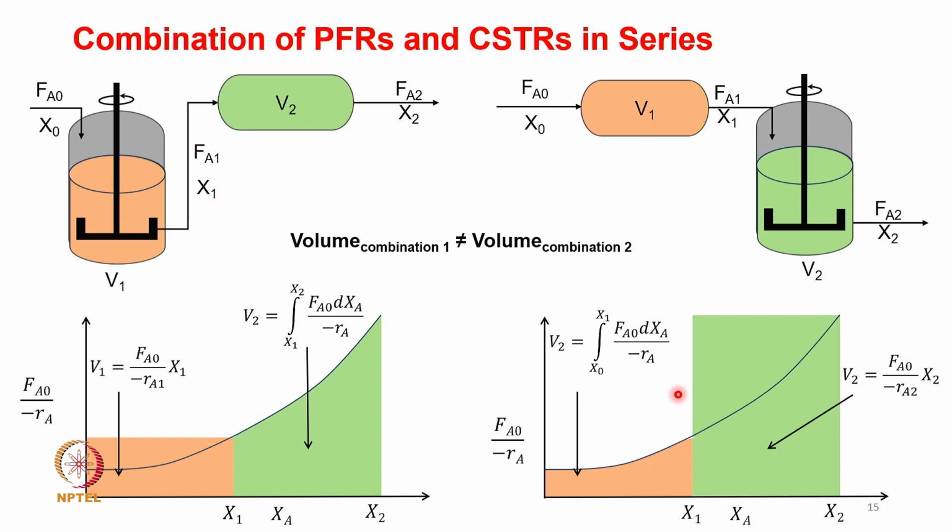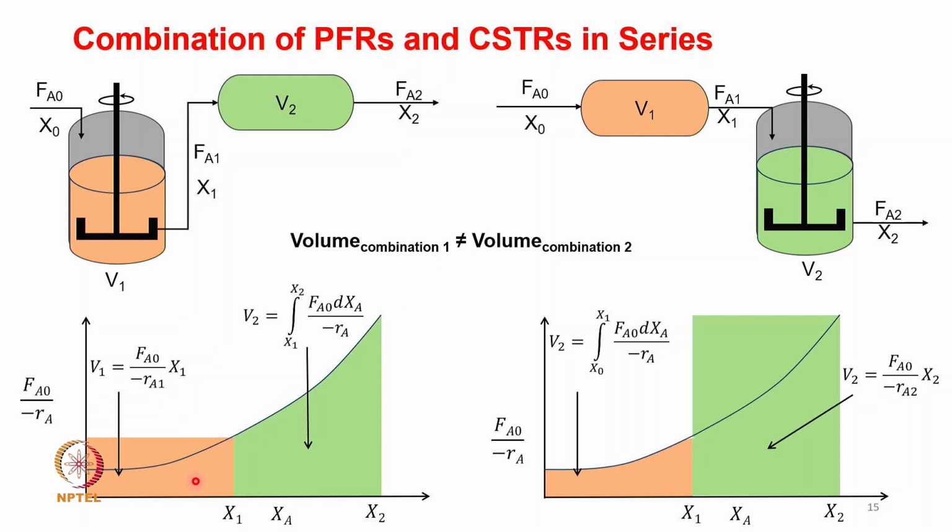In the second case, since your PFR is coming first, the volume of the PFR would be the area under the curve first. Then you have the area of the rectangle that is formed by the second reactor. Of course, this is done by plotting again Fa naught divided by minus Ra versus xa, with your first reactor conversion as x1 and the final conversion as x2.